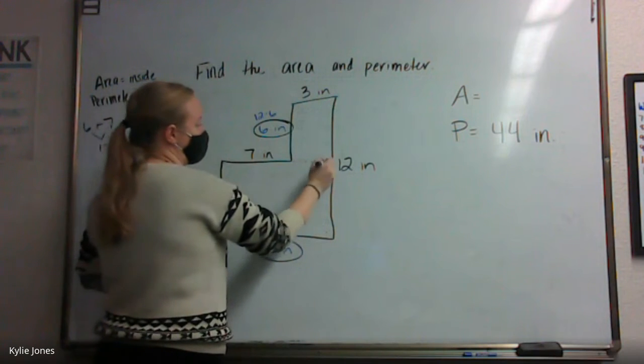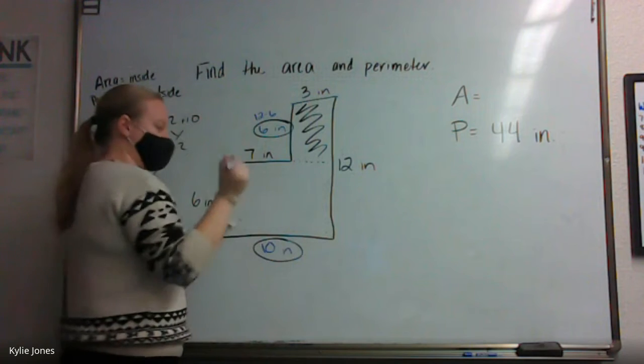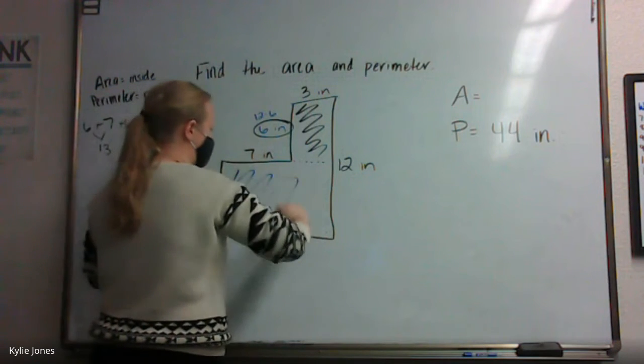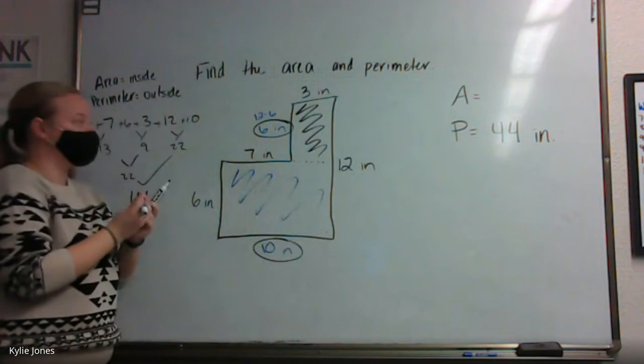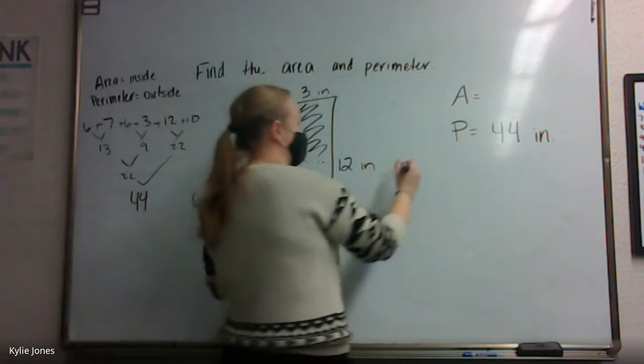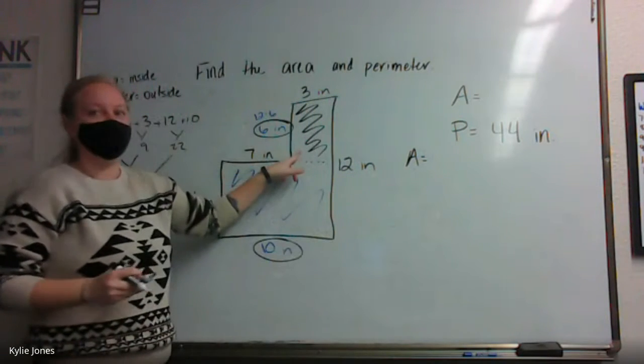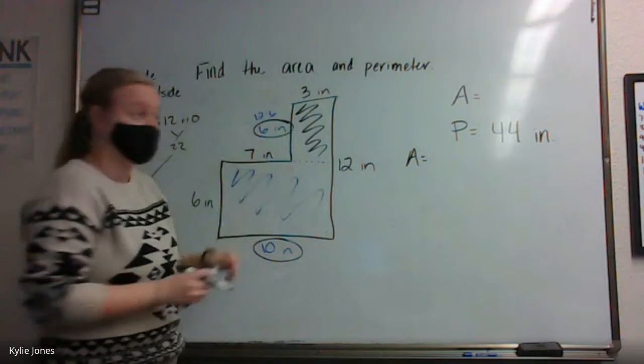So if we split it right here, we have a black shape. I'm just going to color that one black. And this one blue. Now let's do black first. Area of the black shape. This is a rectangle. What's the formula for a rectangle? Base times height.